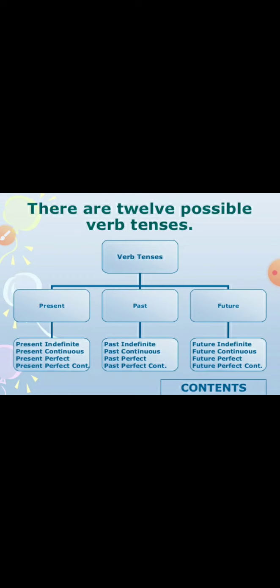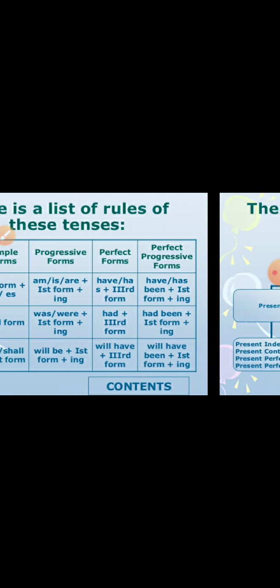In the same way, we have past tenses as well, past indefinite or past simple tense, past continuous or past progressive tense, past perfect tense, past perfect continuous tense, future indefinite or future simple, future continuous or future progressive, future perfect and future perfect continuous. Now we will be discussing all these tenses one by one.